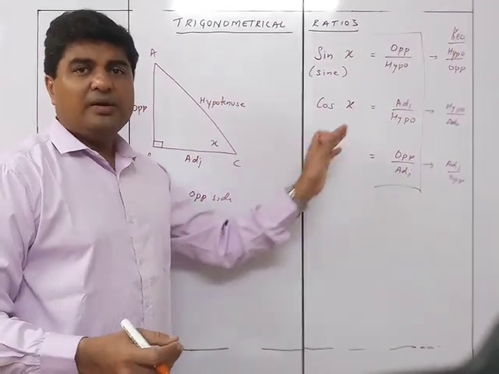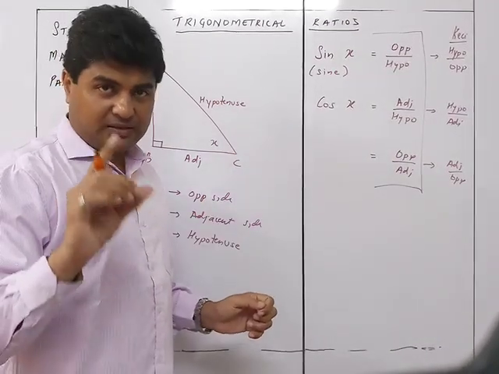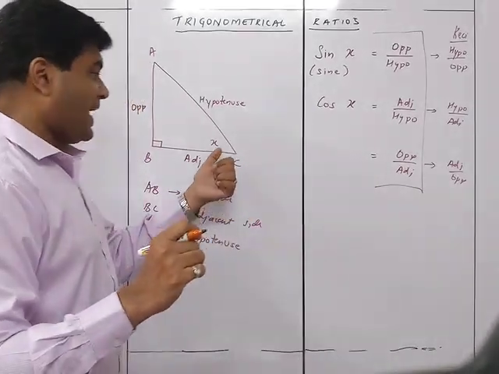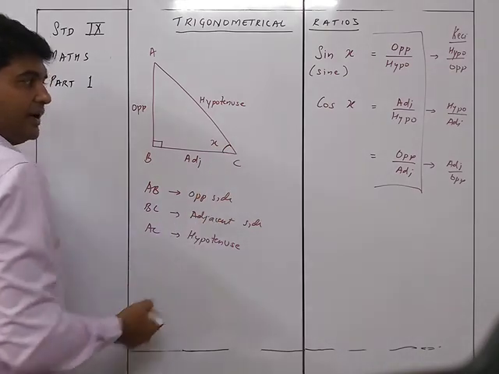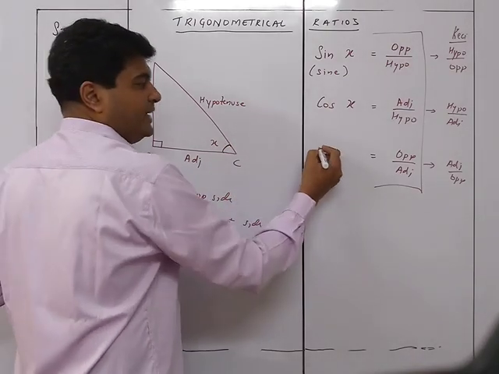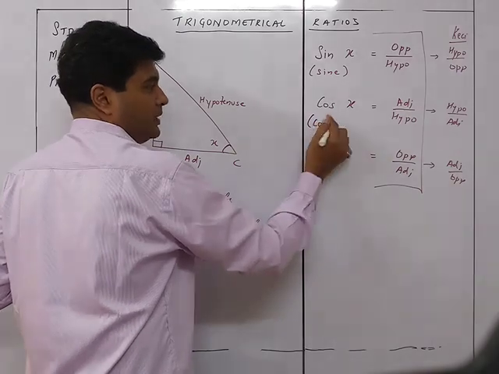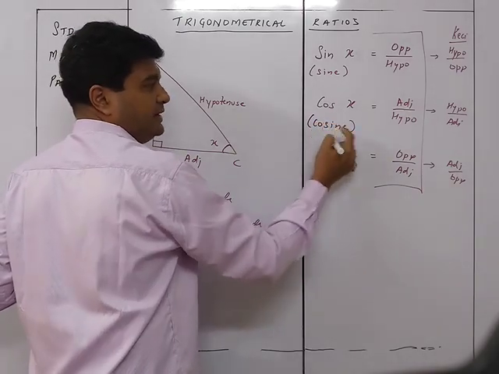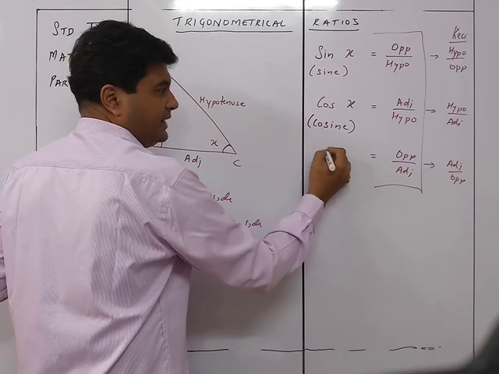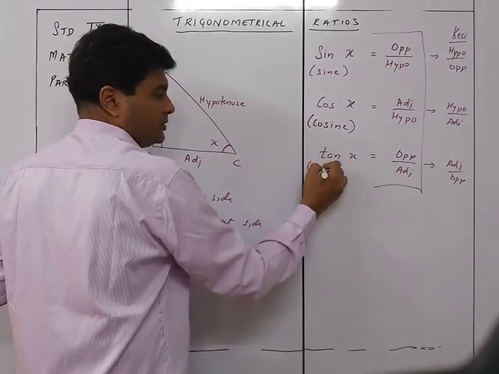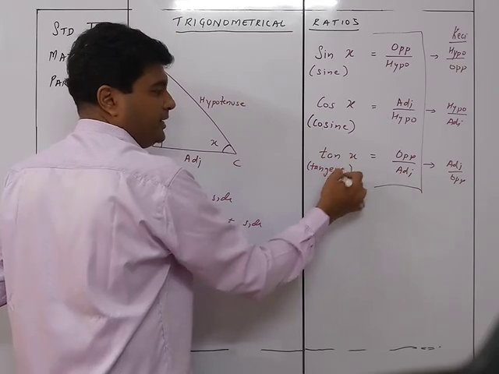But anyway, right now you're not worried about theta. You'll take that as any variable that is the angle. This is the angle x, okay? And this one, the full form is cosine. Cosine is the full form of this thing. And then this one is tan x, which is nothing but tangent. That is the full form, tangent.